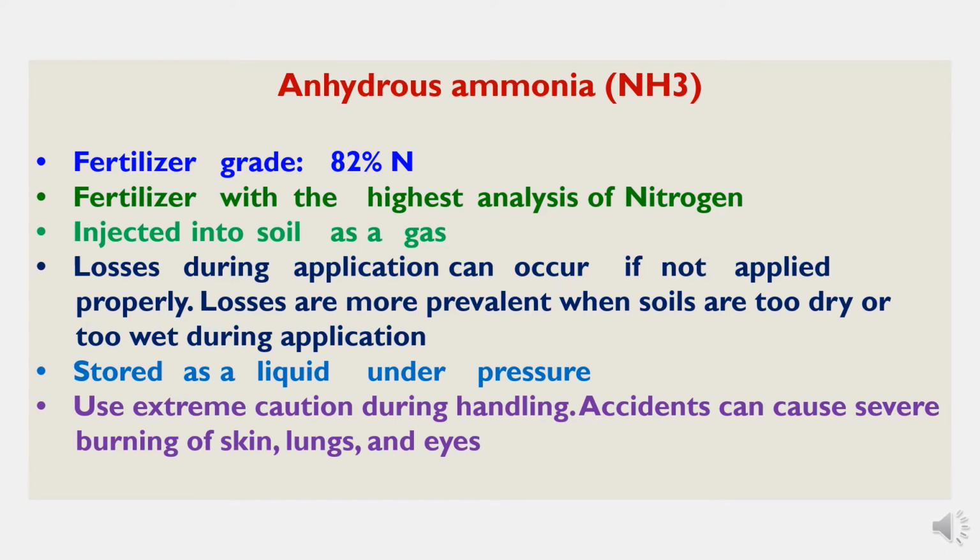Next nitrogenous fertilizer is anhydrous ammonia. It has a nitrogen content of 82%, the highest analysis of nitrogen among fertilizers, and it is injected into the soil as a gas. Losses during application can occur if not applied properly. Losses are more prevalent when soils are too dry or too wet during application. So the soil conditions should be at a mid-level, where moisture content and aeration are proper.